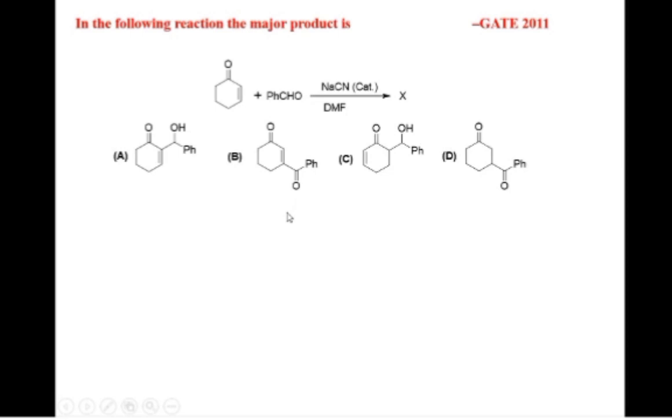Now this is the chemistry behind this one. See over here how to determine the proper product, how to remove the unwanted two products given in the question paper.